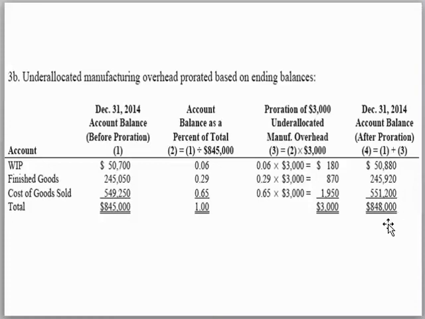So we will get the total account balance after the proration, or the amount after we make this under allocation added to the total 848,000.